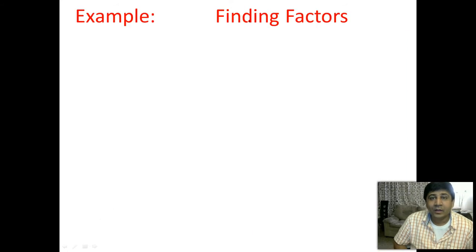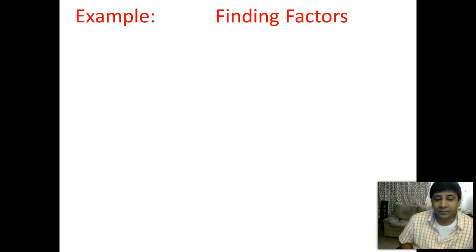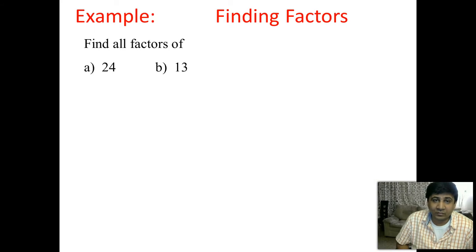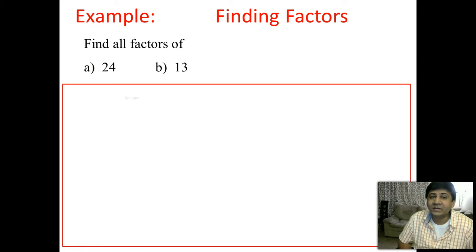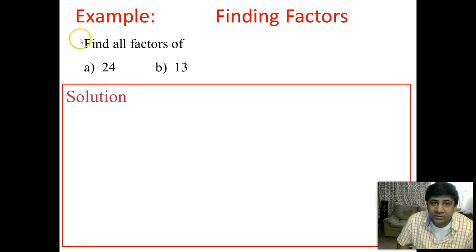Okay, now let's move on to finding factors here. Let's look at one example, where our goal is to find factors of 24 and 13. Remember that when we talk about factors, we are looking for all those numbers which divide 24, and all those numbers which divide 13. So let's look at them one by one.